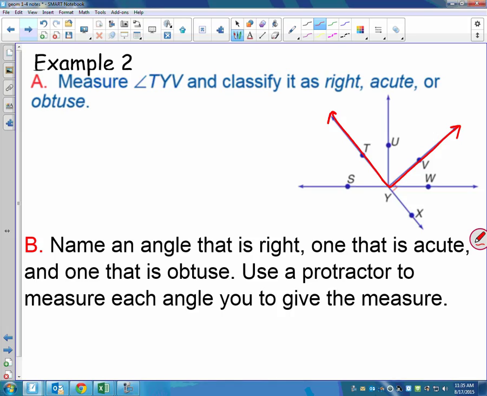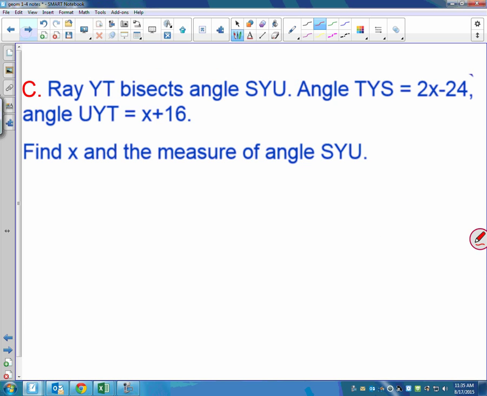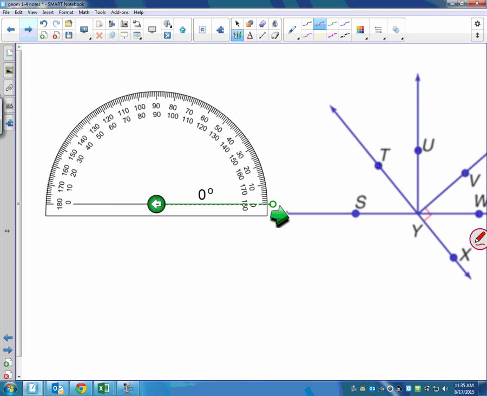Okay, I'm going to go to the next slide because I think I have a big protractor on here. Nope. Okay. Is this the same picture that's on the one you just did?